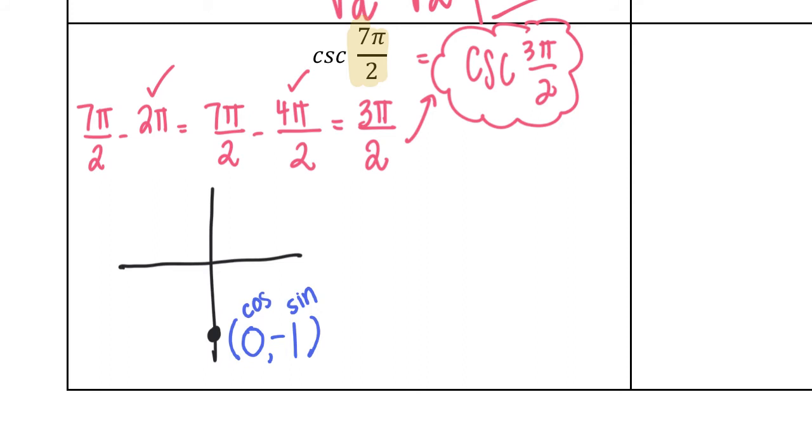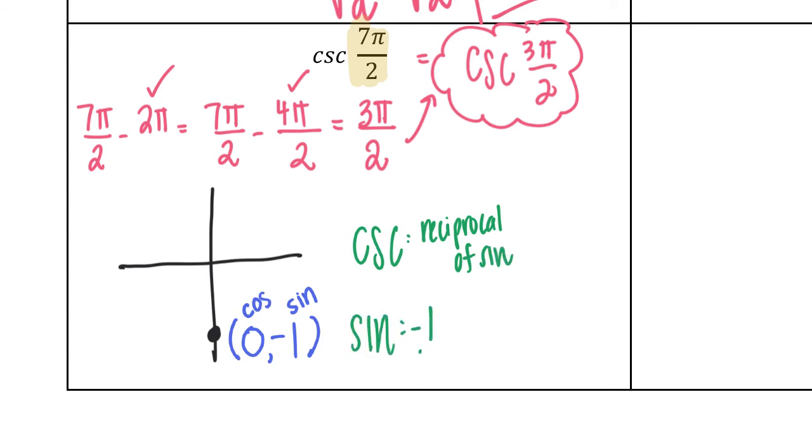Now you'll notice in this problem, we're asked to find the cosecant. The cosecant is the reciprocal of sine. So if you'll notice that the sine is equal to negative 1, we can stick that over 1. If we flip that around, 1 over negative 1, we still get negative 1. So the cosecant of 7 pi over 2 is negative 1.